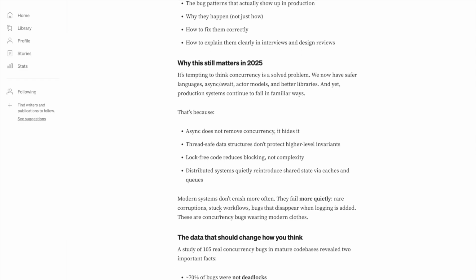So modern systems don't crash very often, but they actually fail more silently, which is very rare to find. And when you try logging it, you won't be able to reproduce it because that happens based on very specific scenarios, mostly with heavy load or some race condition issues.